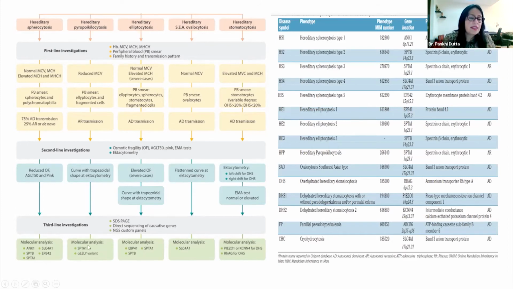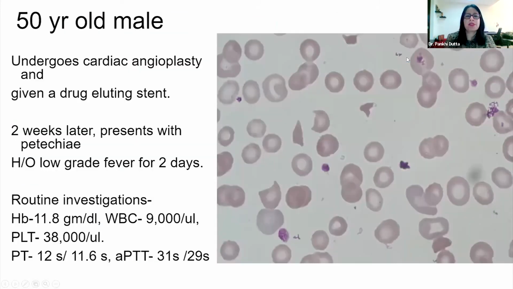And perhaps the third line is SDS-PAGE or electrophoresis of the membrane proteins, which will differentiate and will show absence of particular proteins. And one can go for direct sequencing of the causative genes. One can use an NGS panel. NGS basically looks into many genes at the same time, so one cannot go for one by one. So when you can take a huge panel, it would be useful in some such situations.